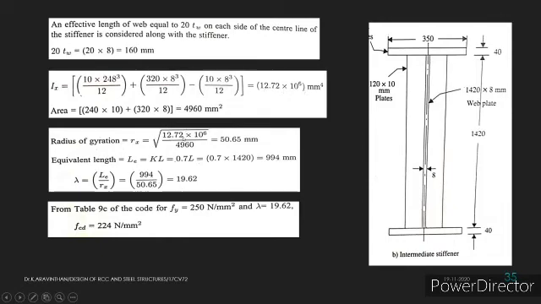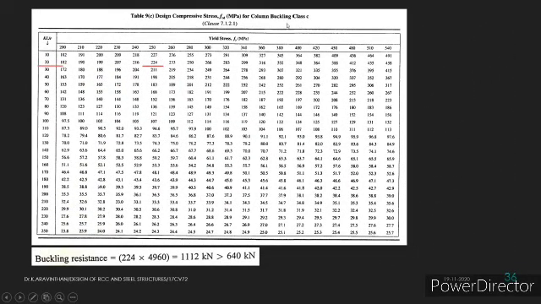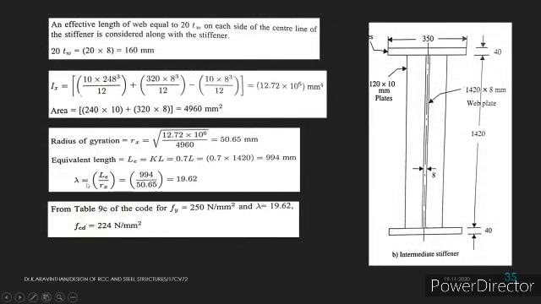Okay. After substituting I and A, if you root that, you will be getting Rx. This is radius of gyration, which is 50.65. If you divide this LE and Rx, the value will be 19.62, which is nearly 20. Okay. For the same buckling class C, in the curve C, we shall find for KL divided by R is 20 and the yield stress will be 224. If you multiply 224 into 4960, see 4960, we already found that.